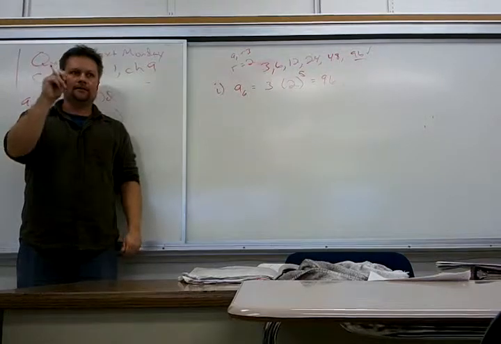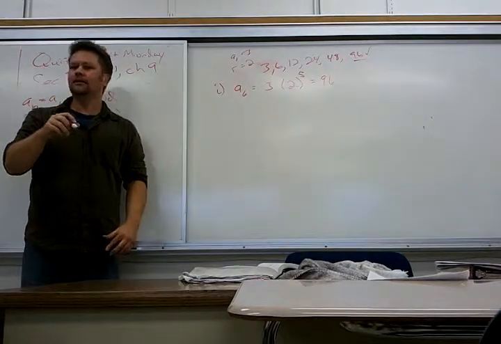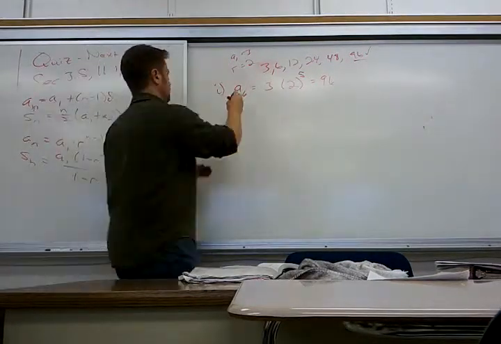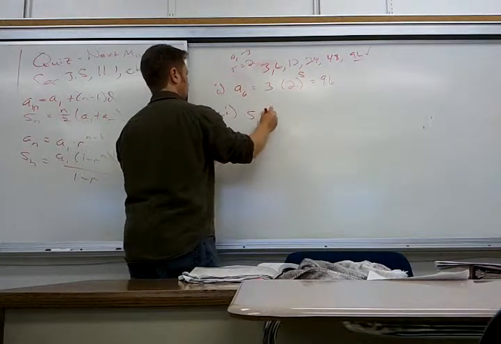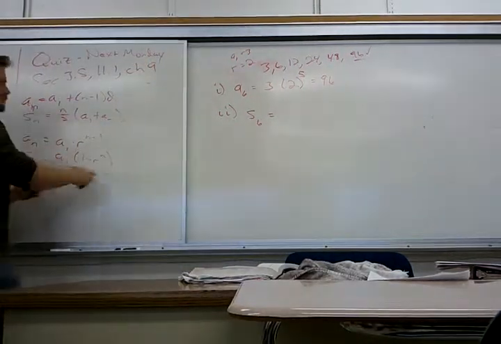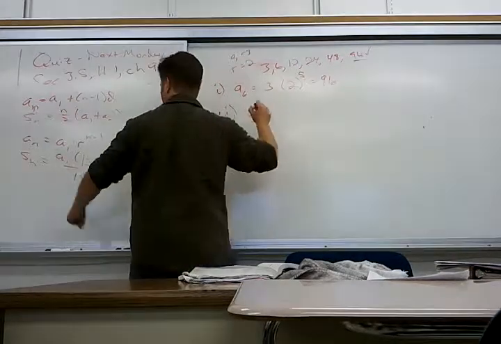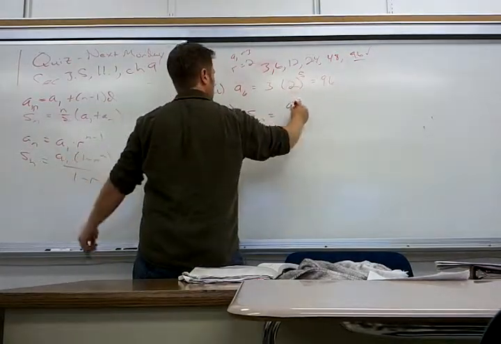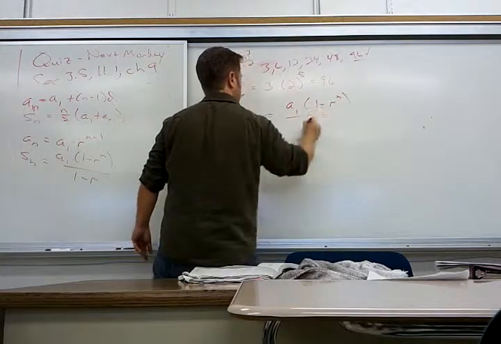Now, what's S6? What's S6? Cool. So it'll be 3. Now, what's my formula? Let's actually write the formula out here. Sn is A1 times 1 minus r to the n, over 1 minus r.